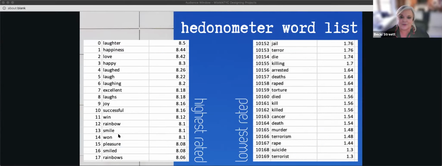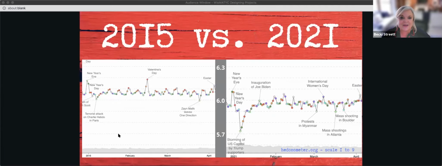And I show students this list to give them some idea of how words are rated. The highest rated words are like laughter and happiness, and the lowest are terrorist and suicide. And we dive a little deeper into where they came up with this algorithm. It's pretty fascinating. And a lot of rich discussion can be had about this. Like, how do you quantify qualitative data? We talk about how this just represents a very specific subset of society. These are Twitter users, right? What does that mean, if anything?